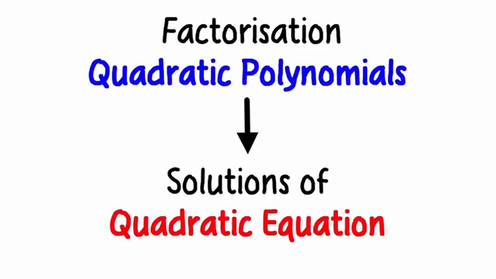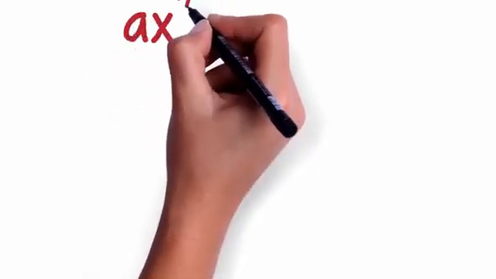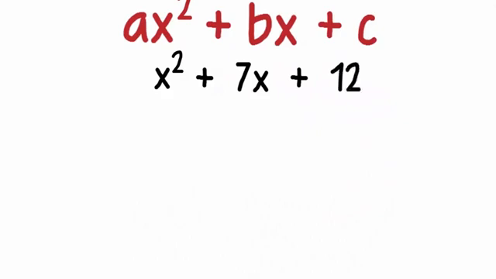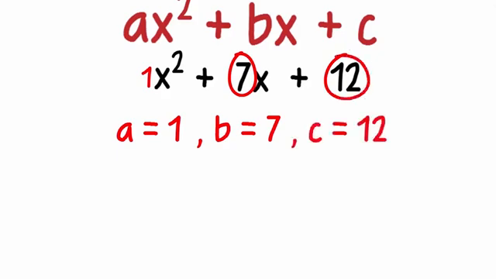Before we move on to finding the solution of a quadratic equation, let's quickly review how quadratic polynomials are factorized. The general form of a quadratic polynomial is ax squared plus bx plus c. Here is the first quadratic polynomial. Here a equals 1, b equals 7, and c equals 12.